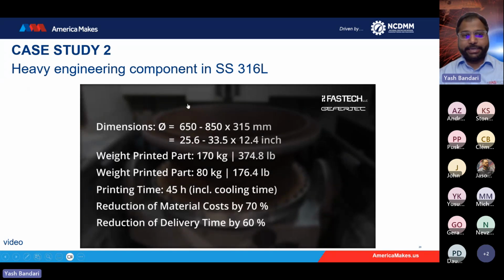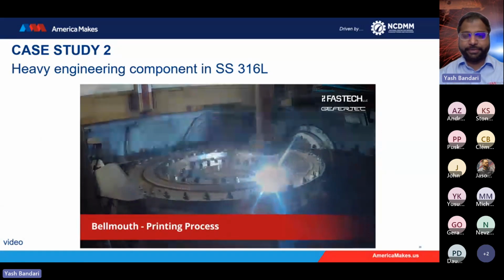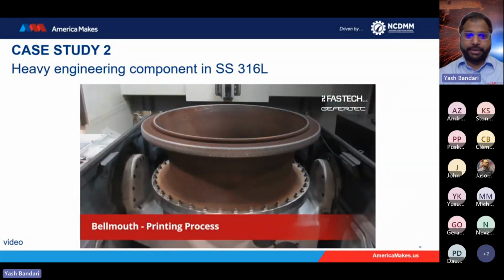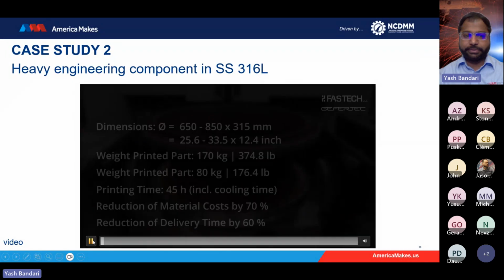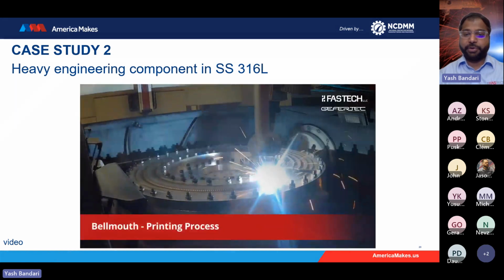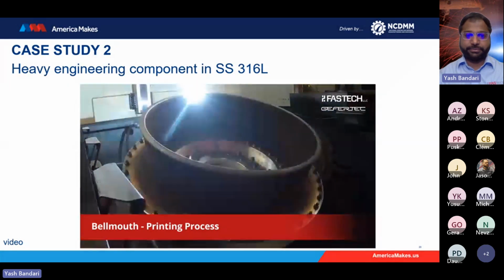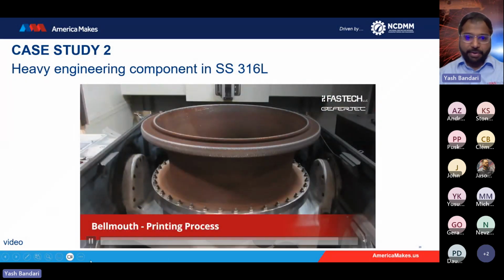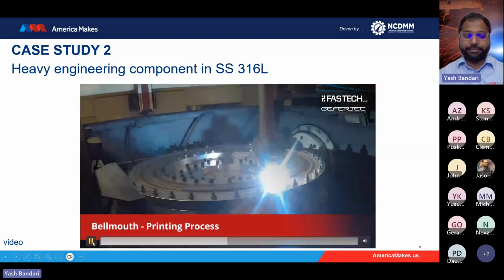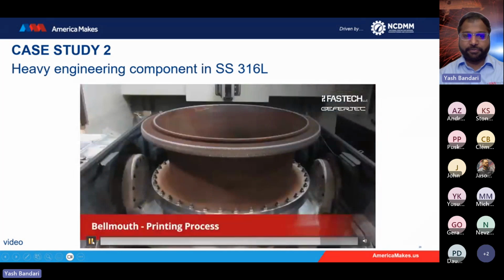Another component, moving from nickel to stainless steel. This is still one of our biggest components that we are really proud of. It's an aerospace component, a bell mouth, and this took about 45 hours, including cooling time. As you can imagine, even with 4 kilograms per hour, we are able to print it in 45 hours. Think about using powder bed, or even powder DED or low deposition AM processes, it would have taken hundreds and hundreds of hours.